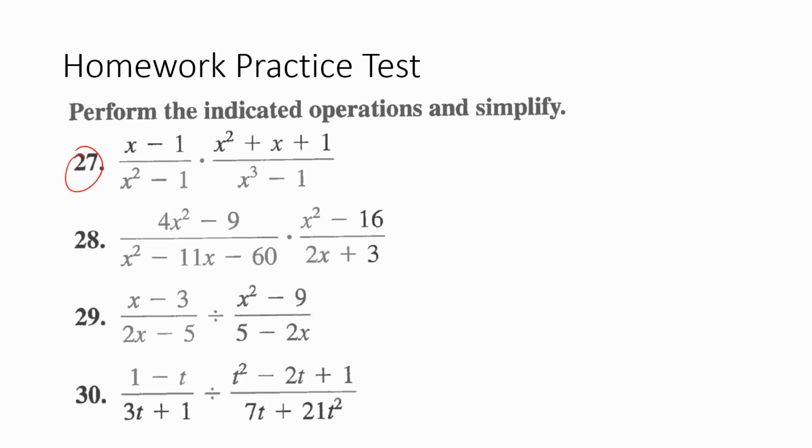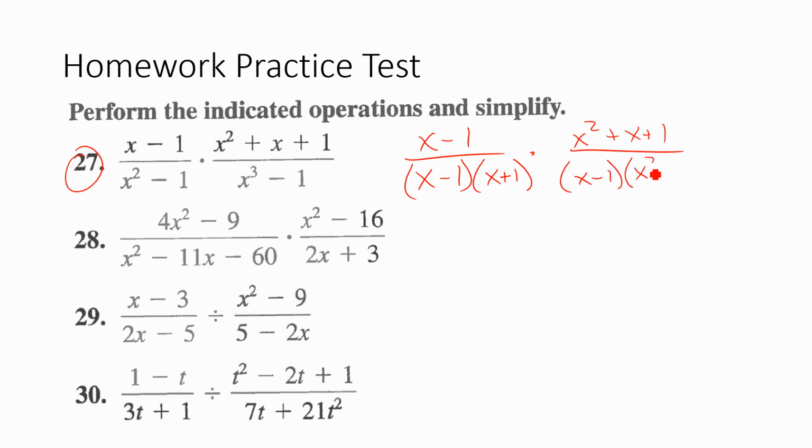Number 27, let's factor this. So we'll have x minus 1 over, this is the difference of perfect squares, x minus 1, x plus 1, times x squared plus x plus 1, which is prime, nothing you can do. The bottom is a perfect cube, x minus 1, x squared plus x plus 1. So let's go to cancel, cancels, and cancels. We're left with 1 over x minus 1, x plus 1.